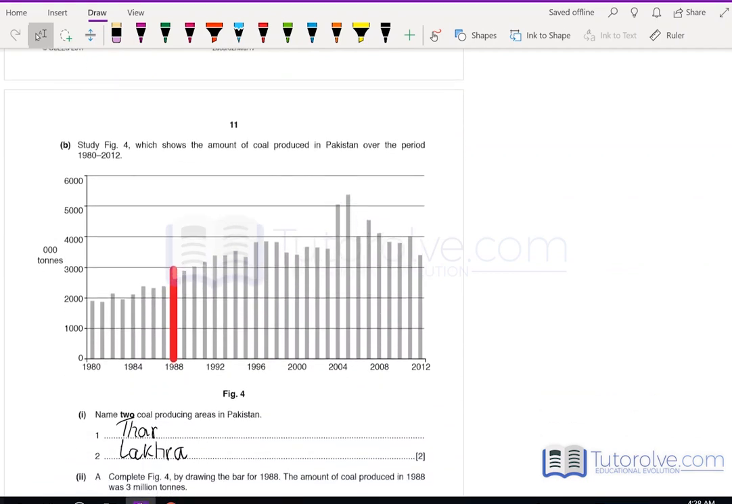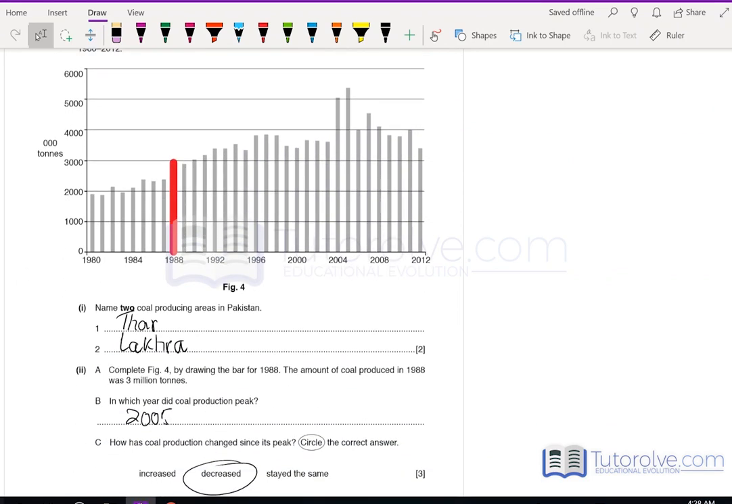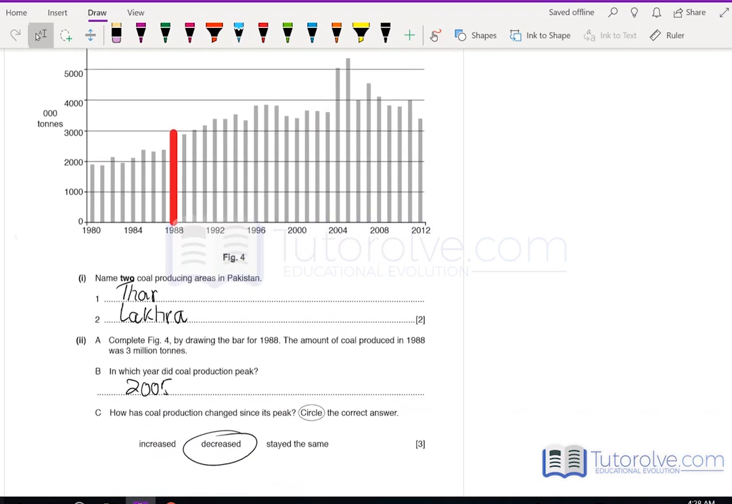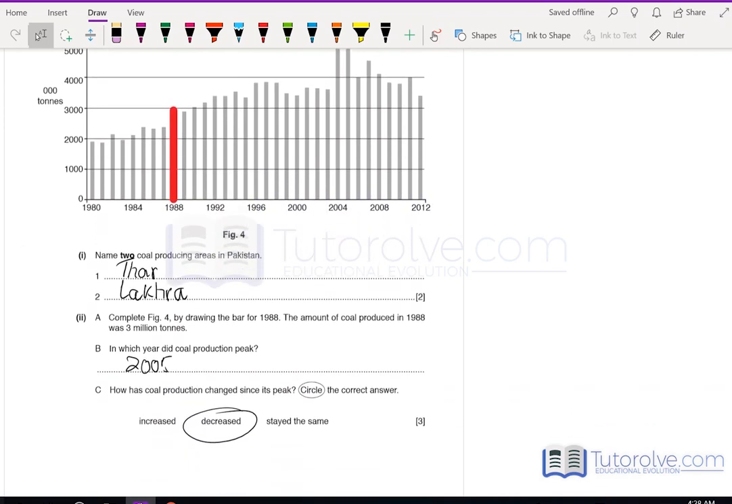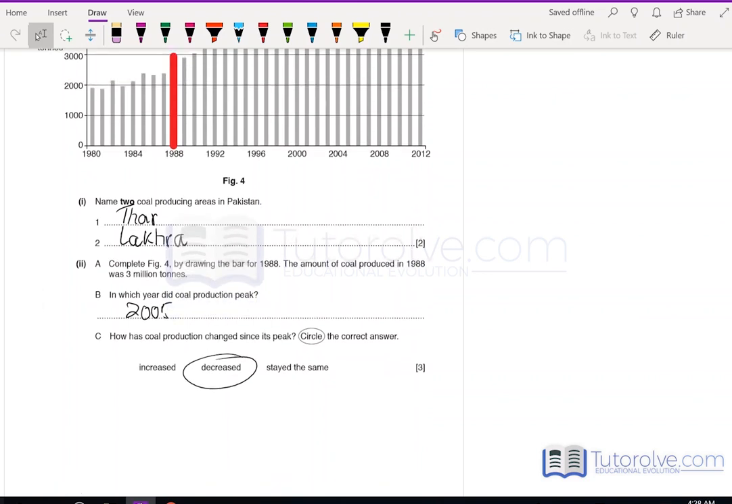Part B, study figure 4, which shows the amount of coal produced in Pakistan over the period of 1980 to 2012. Name two coal producing areas in Pakistan. So, coal is usually produced in the south of Pakistan near the provinces of Sindh and Balochistan. One particular place is Thar, which is near the Thar desert, and the other is Lakhra. So, these two places are major coal producing. There are also other regions as well, but if you focus on these two, you will get the marks.